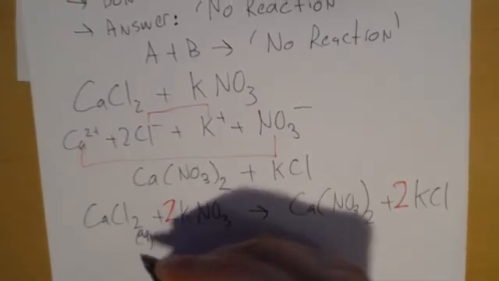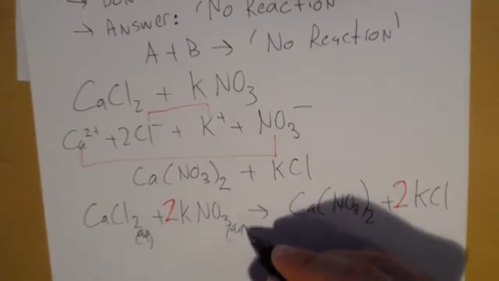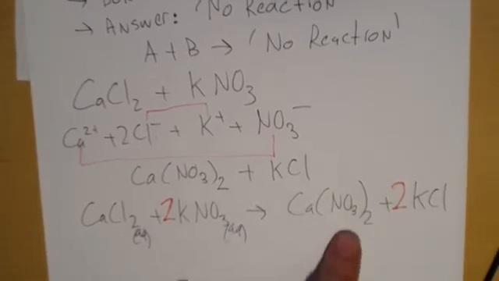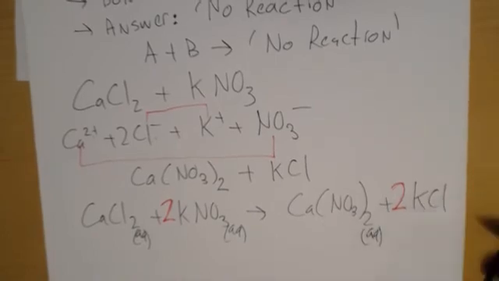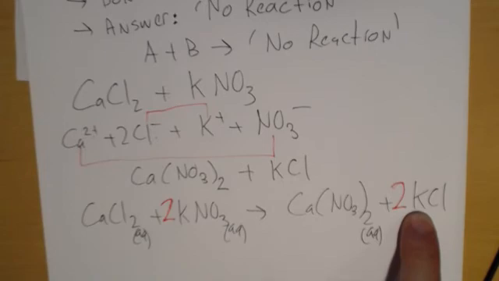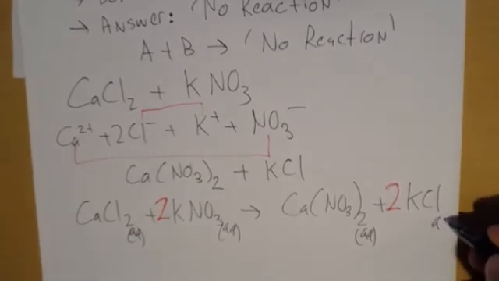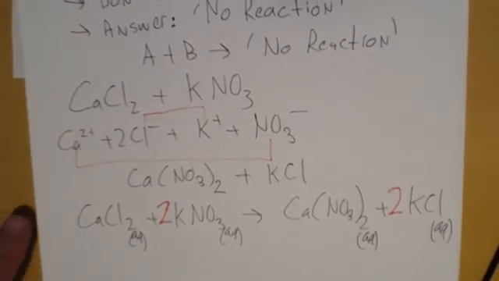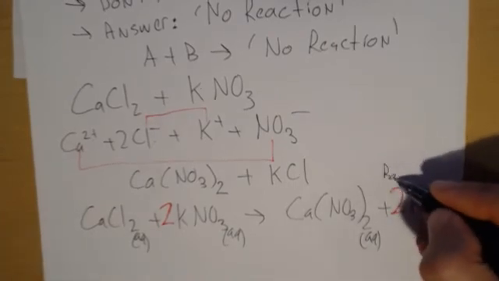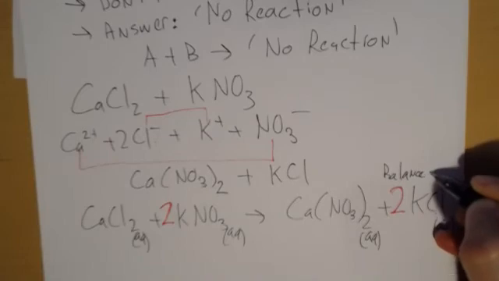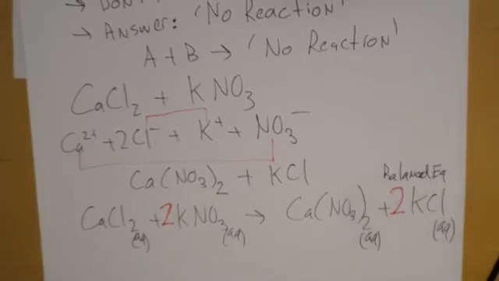Let's go to the states. So this is aqueous. This is aqueous. And nitrate is always aqueous, no exceptions. And potassium is a group 1A cation. It's also aqueous, no exceptions. So this is my balanced equation, right? I got that far.